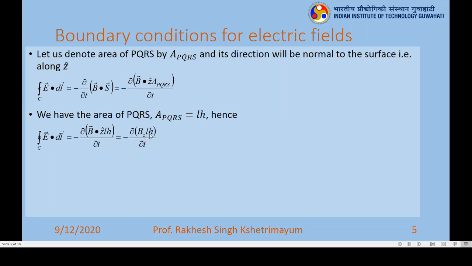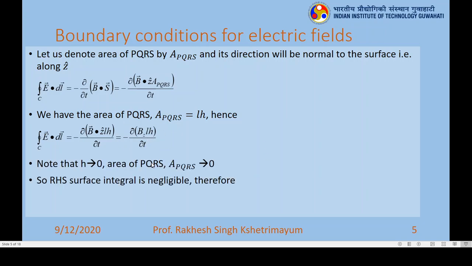times L H. But you know that H was tending to 0. If H was tending to 0, what is Bz L times H? Obviously it will be 0. This will also be tending to 0. So finally what you're getting is the right hand side of Faraday's law is tending to 0.